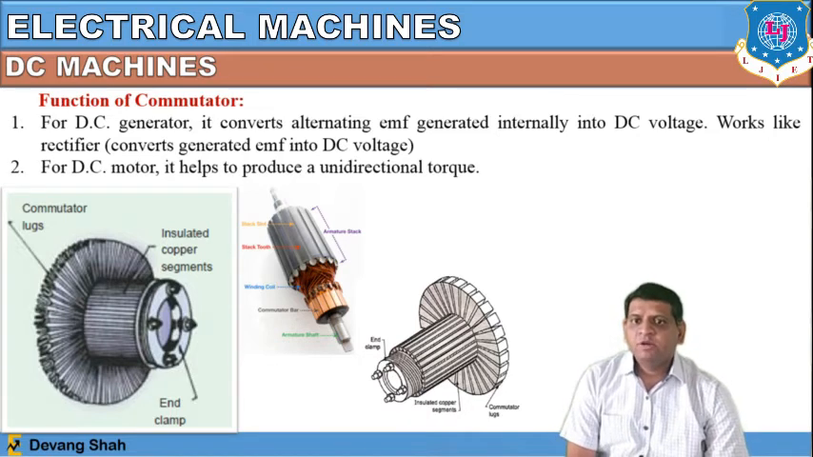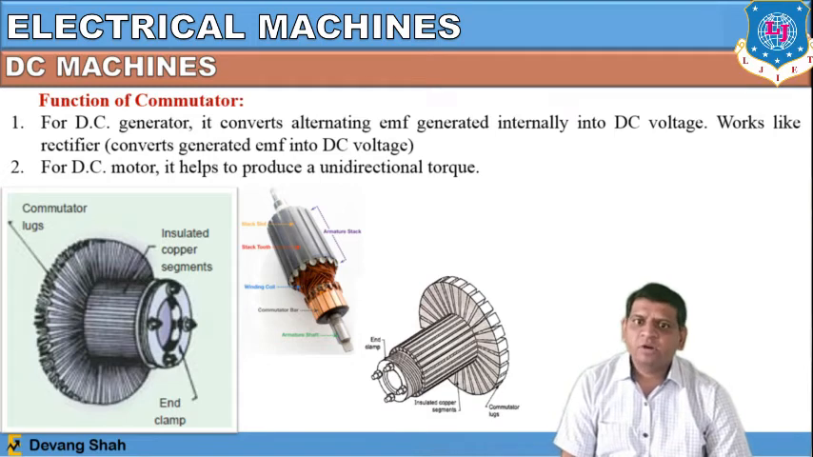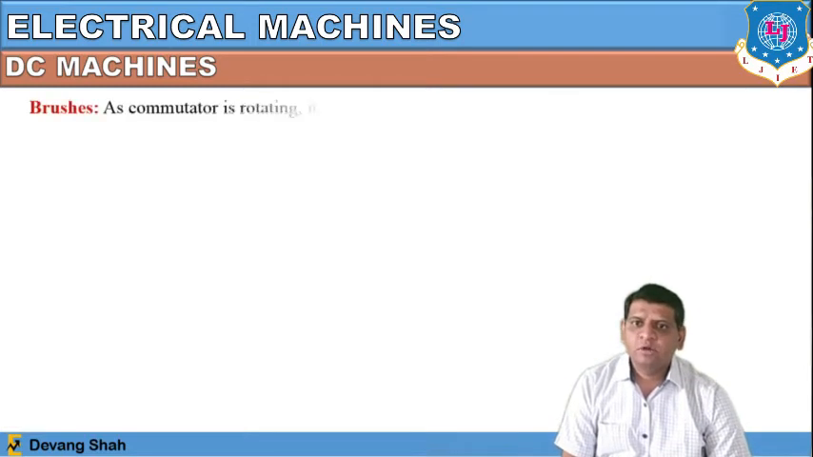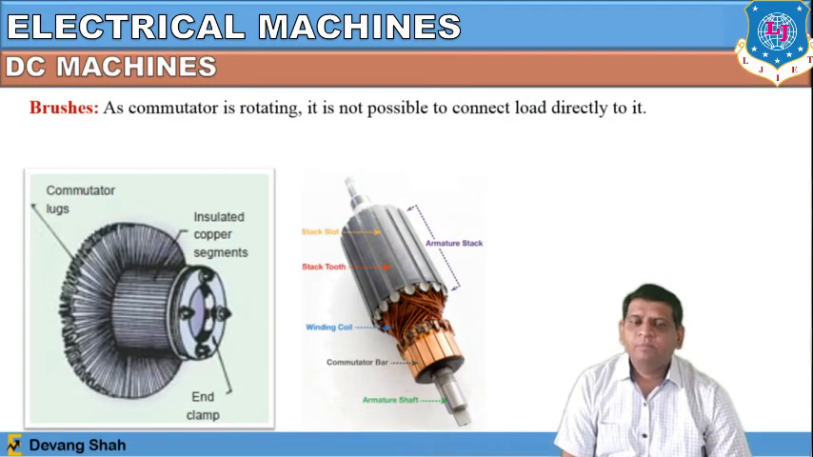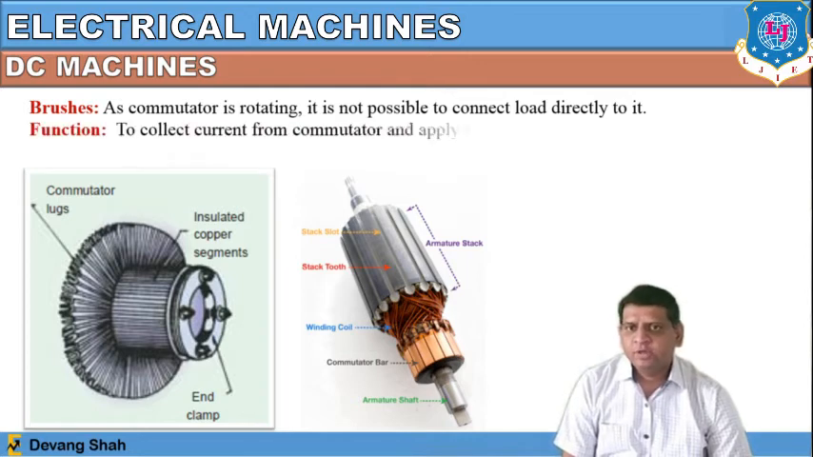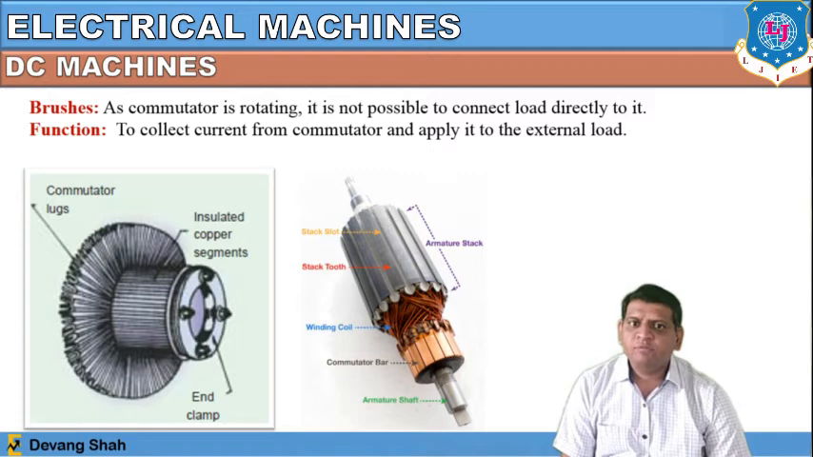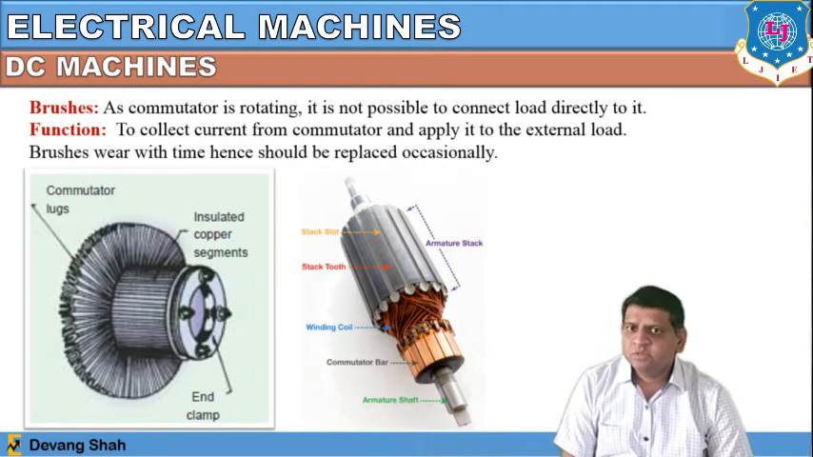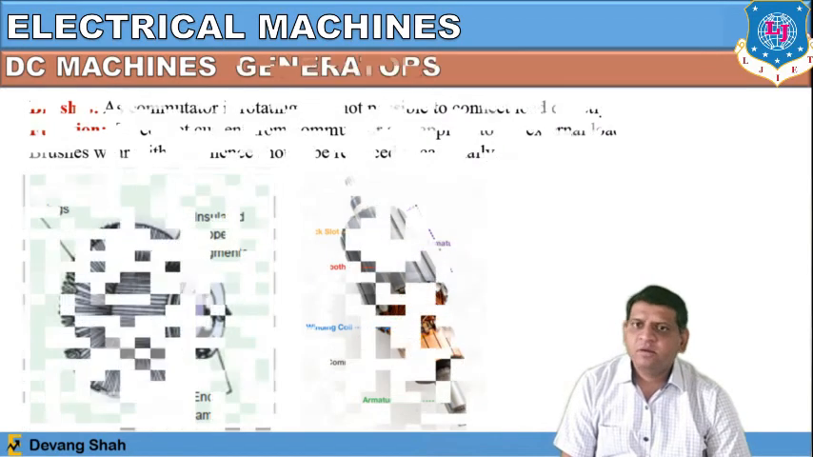And another function is, for a DC motor, it helps to produce unidirectional torque, where at the end of the commutator, brushes are connected. Here the commutator is rotating, but it is not possible to connect a load directly to it. So to collect the current from the commutator and apply it to the external load, we require the alignment of the brushes. Brushes wear with time, hence they need to be replaced occasionally. So it's a kind of maintenance part.